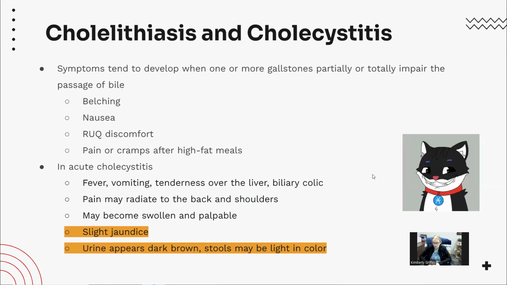If you have acute cholecystitis, you're going to have more severe symptoms like fever, vomiting, abdominal tenderness over the liver, severe right upper quadrant pain, also called biliary colic. It can range to the back. The pain can radiate from the back to the shoulders. Some patients may also experience increased heart rate and respiratory rate, as well as diaphoresis, which can imitate signs and symptoms of a heart attack. The gallbladder can even swell and be palpable. You can develop jaundice. Your urine can appear dark brown, and your stools can be light colored.